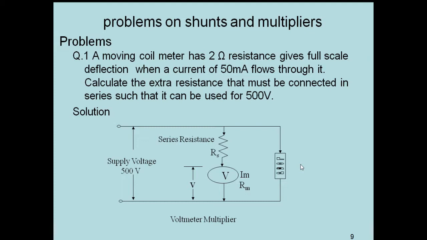So this is the connection diagram. Please all of you note down this connection diagram; these problems are very important. Supply voltage 500 volts, series resistance Rs, Im is the meter current which is 50 milliamperes, and Rm is the meter resistance, 2 ohms.